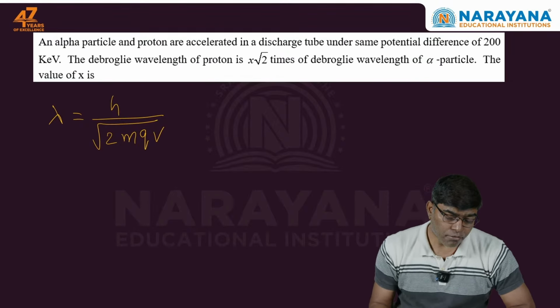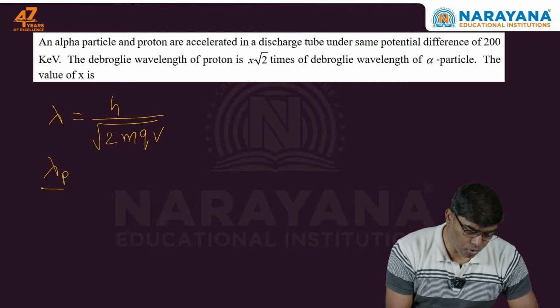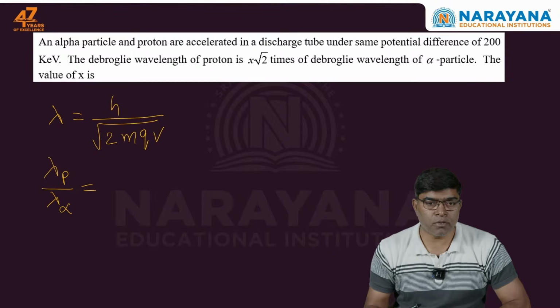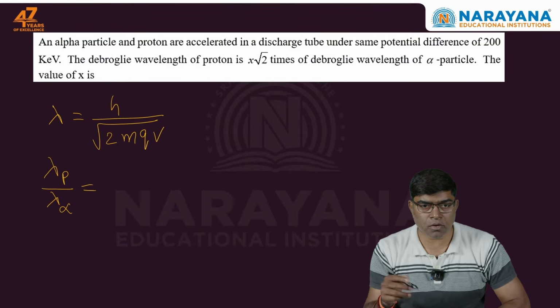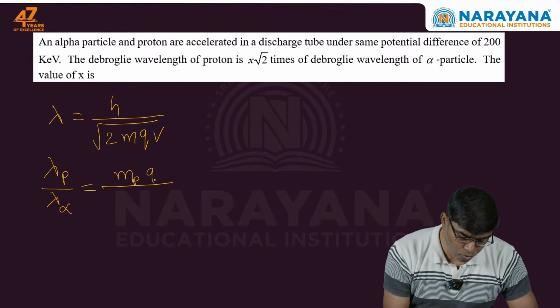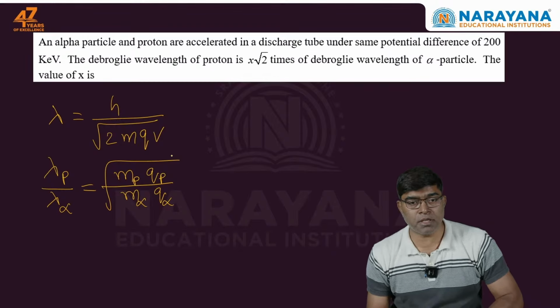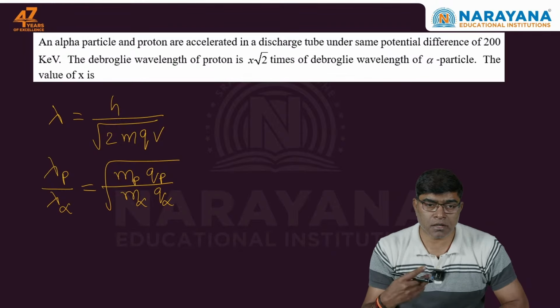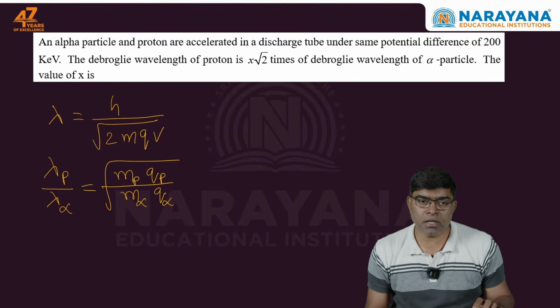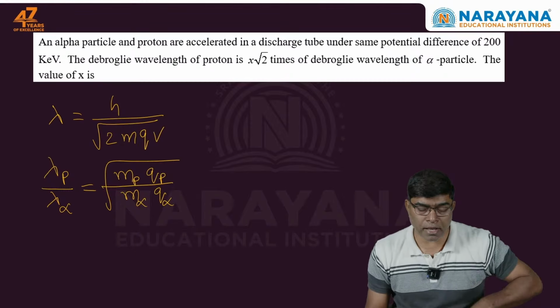So now we are comparing here lambda of proton with lambda of alpha particle. So the h value and V, they're all going to be common. So we can rewrite it as m of the proton, q of proton upon m of alpha, q of alpha, under root. So this must be the simplified relationship between the lambda of proton and the lambda of alpha. So we are comparing here the de Broglie wavelength of proton and alpha.